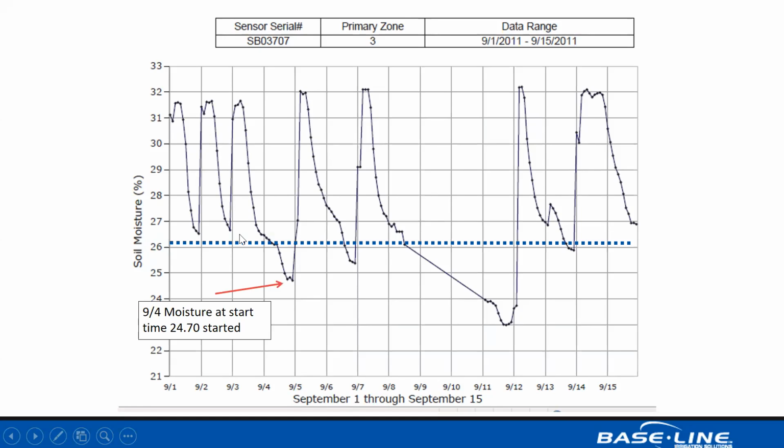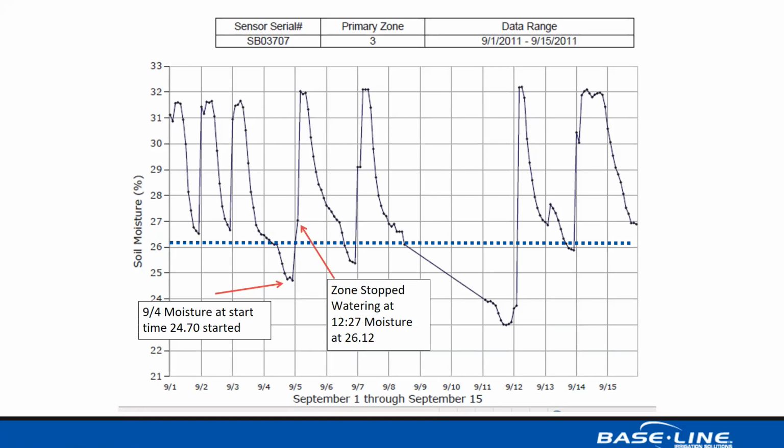So in this situation, we installed a moisture sensor and set a depletion percentage at 26.1%. And you can see at 11 p.m. the next day, it had not depleted below that threshold line, so it skipped an irrigation cycle. So on the following evening, start time, it was below that setting, and the system came on and it applied 40 minutes of water, and that moisture reading at start time was 24.7.